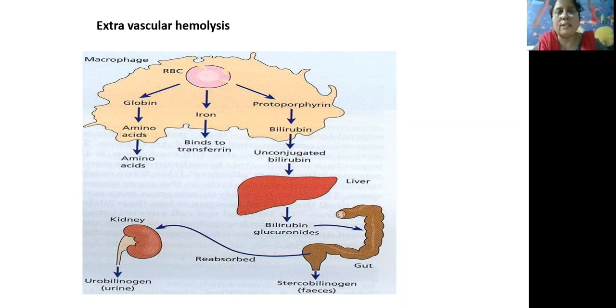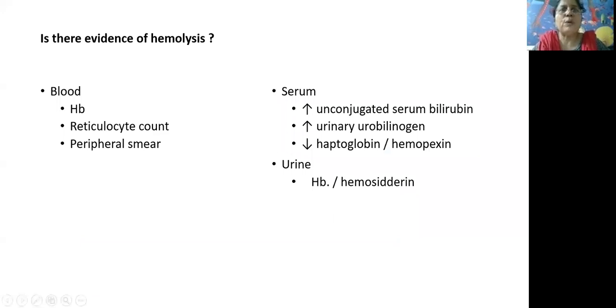Hemoglobin is not excreted in extravascular. Very good. So first you have to see whether there is evidence of hemolysis. We said hemoglobin will be low because of increased red cell lysis. Second, reticulocytes will be increased or decreased? Increased, because of the compensatory hyperplasia of the marrow.